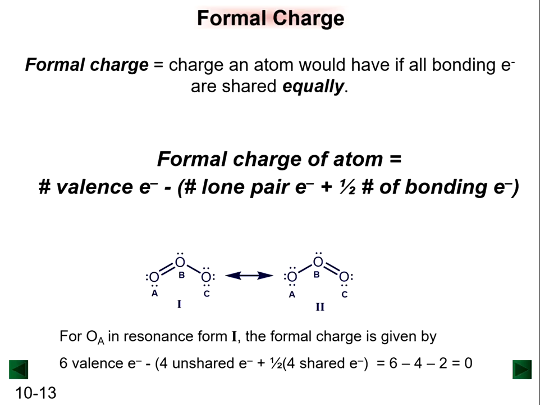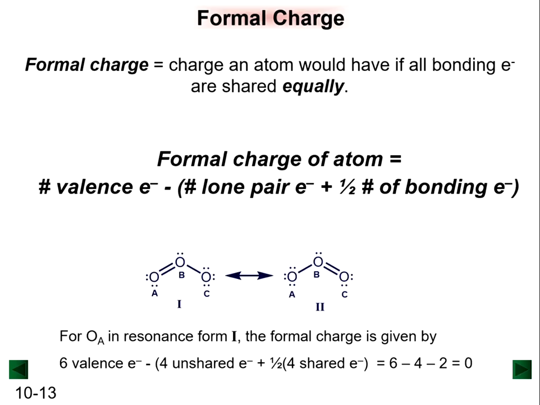So in this case, for oxygen atom A, we take 6 valence electrons. We subtract off the number of lone pair electrons, and that is a total of 4. And then we also subtract off the number of bonds, or half the number of bonding pair electrons. And there are 4 bonding electrons here, or 2 bonds. So this turns out to be 6 minus 4 minus 2 is equal to 0. And so the formal charge on oxygen atom A is 0.